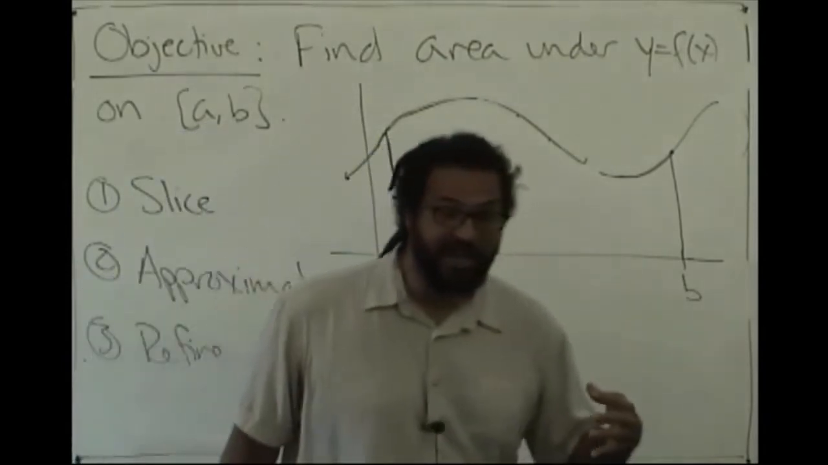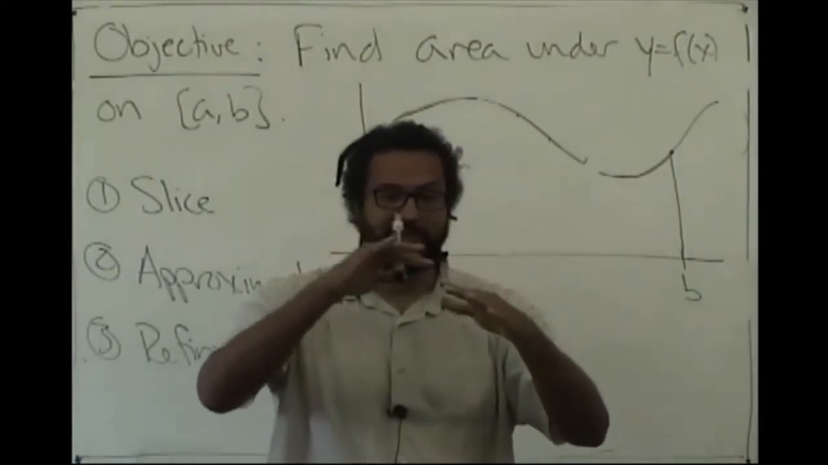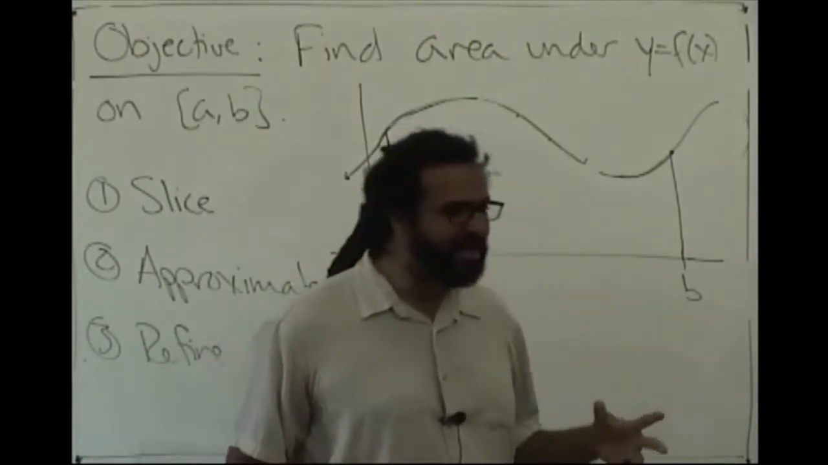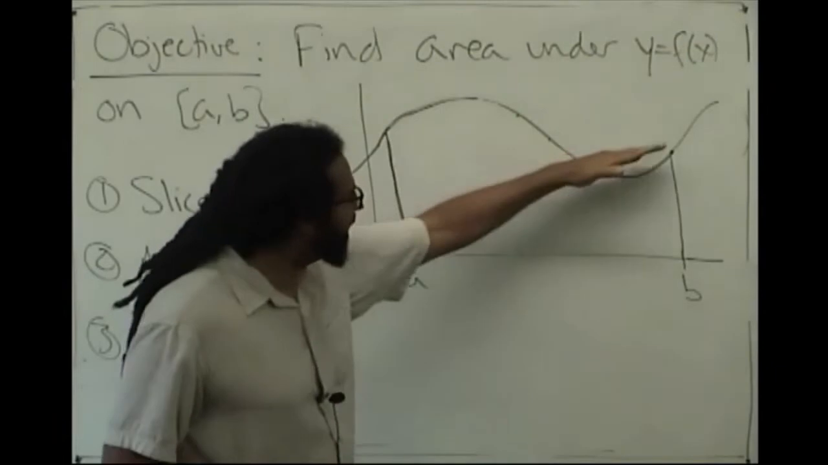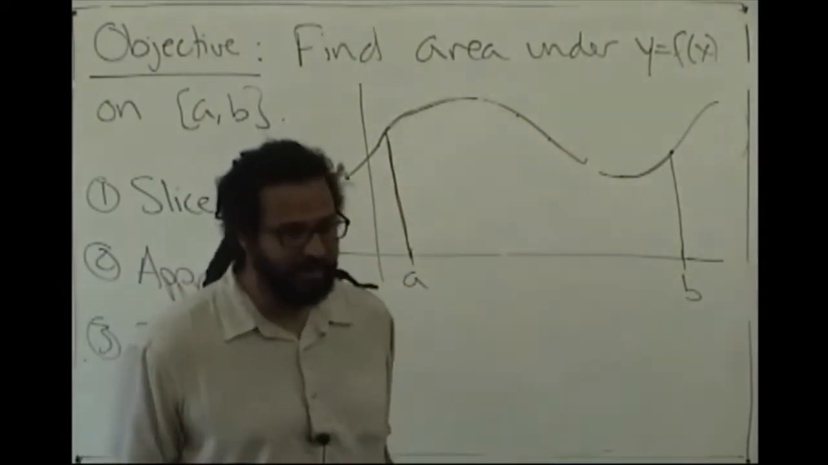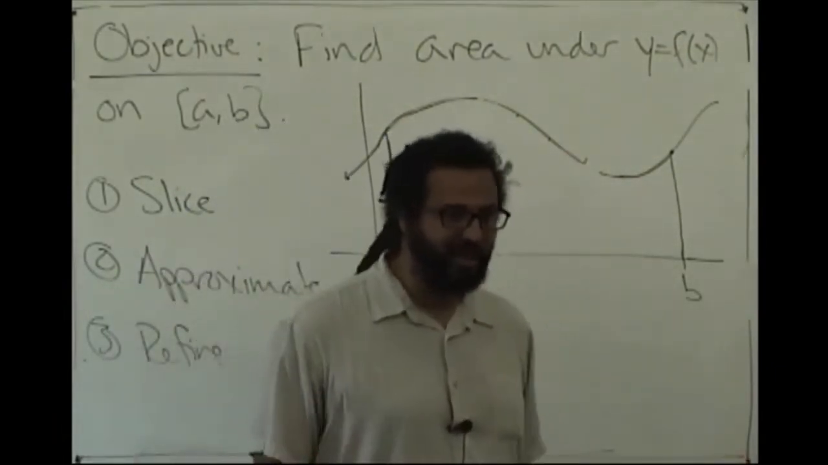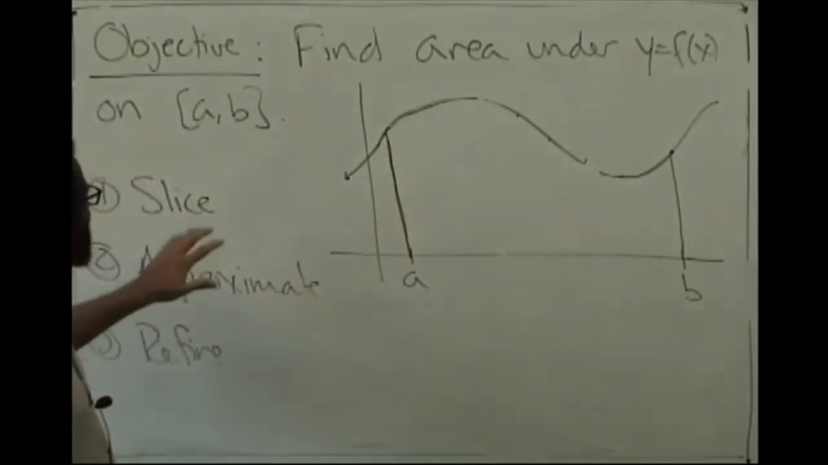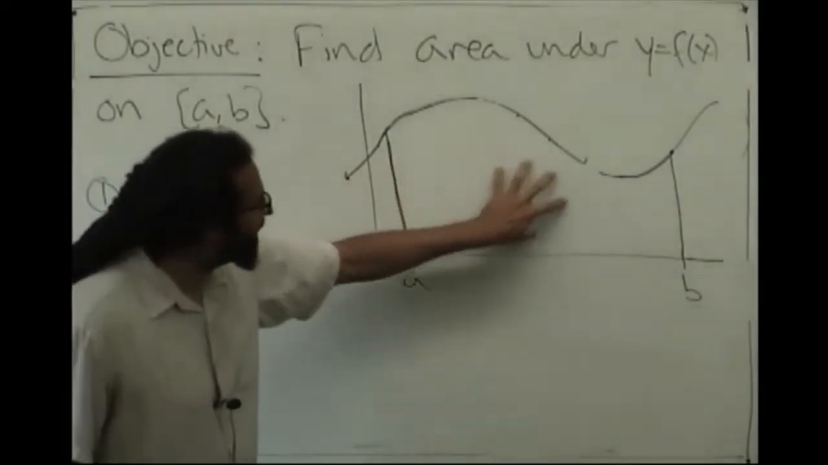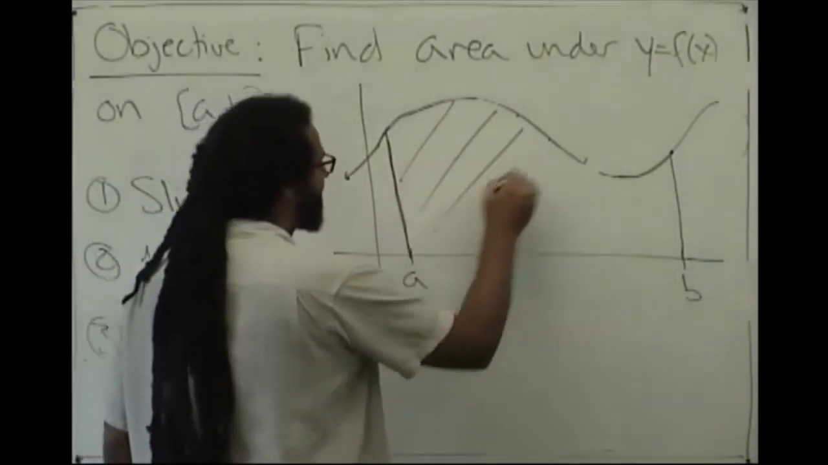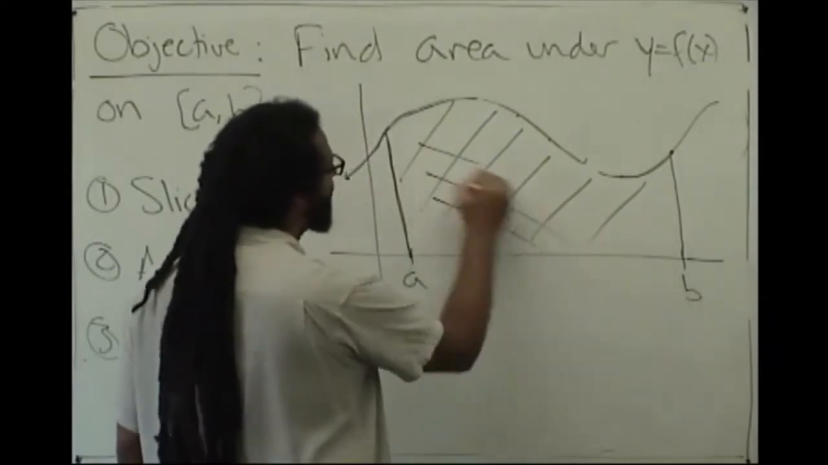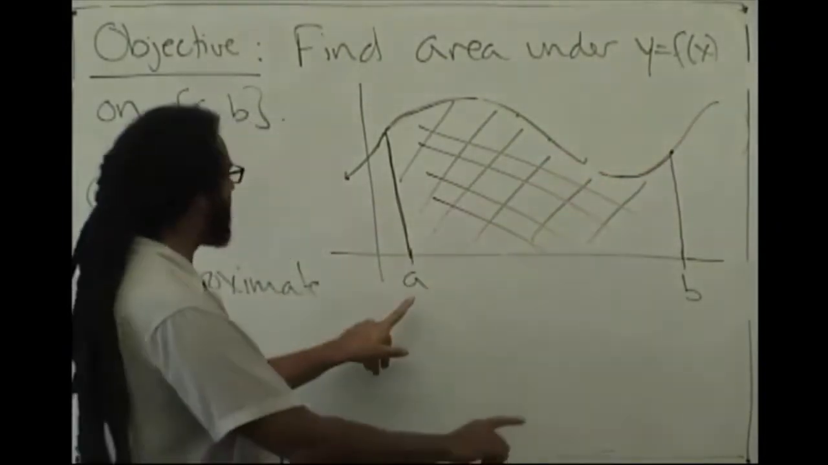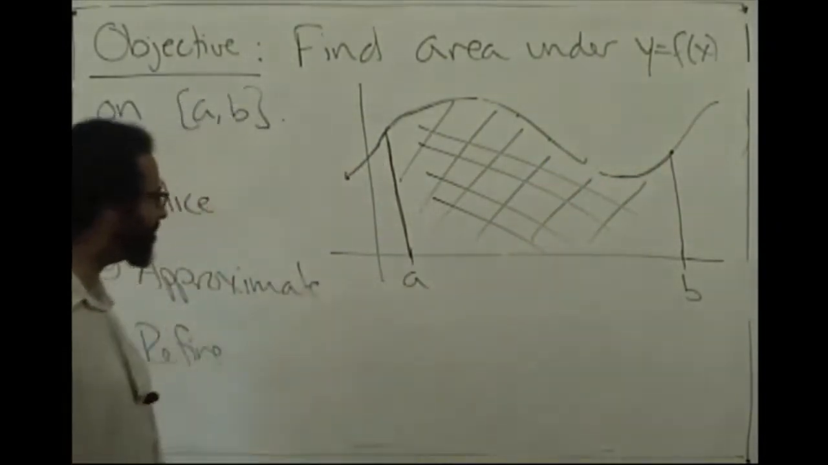So we know how to find the area under linear regions like regular polygons. How do you find the area under a curved function? How do you find the area enclosed by a circle? Well, we know something about that. So we want to find the area of this shaded region here: the area under the curve y equals f of x on the closed bounded interval from a to b.